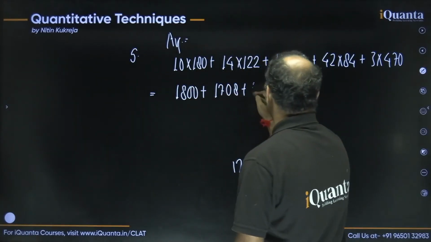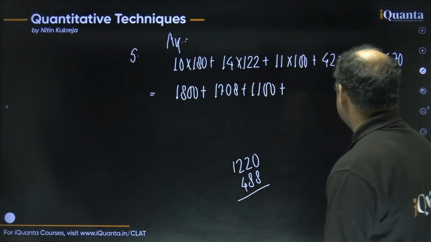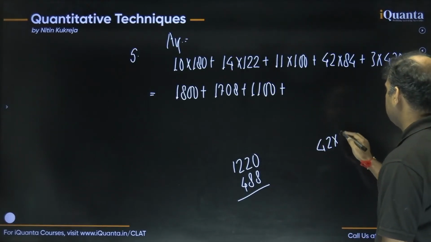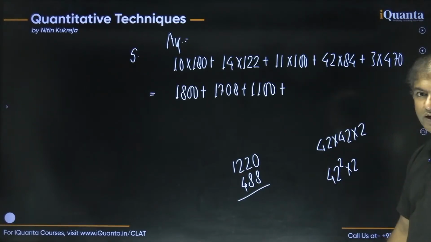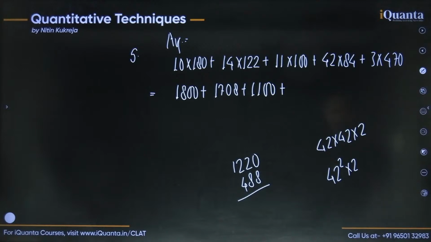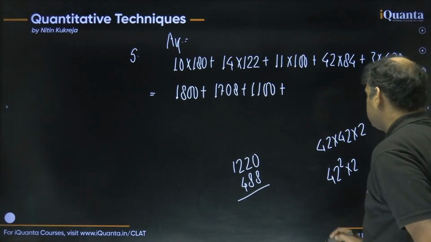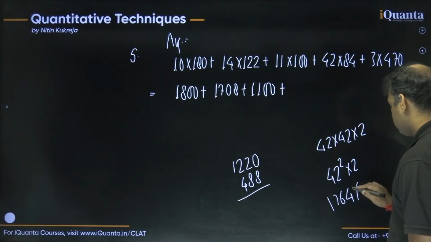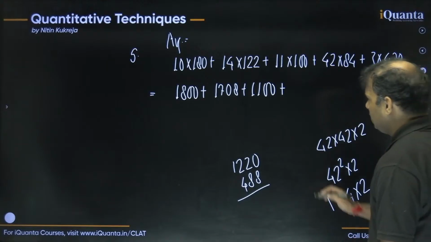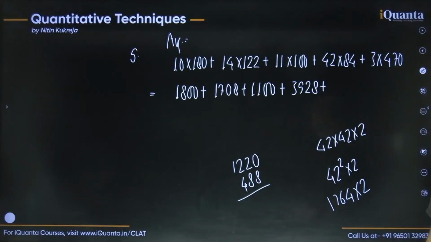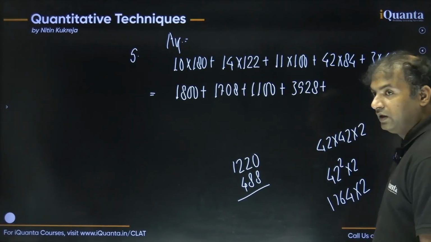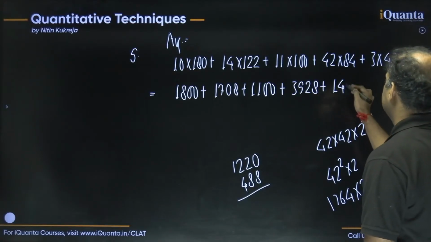Okay, the next one is easy. We can say 1100. This will take time, you know. 42 into 84 is 42 into 2, okay? So 42 square into 2, right? 42 square, you can say 2 into 21, all right? So 4 into 441, 4 into 441 is 1764, 1764 into 2, right? 1764 into 2 should be 3528, right, like this. Last, 47 into 3: 47 is 50 minus 3, into 3 must be 150 minus 9, so 1410, okay.